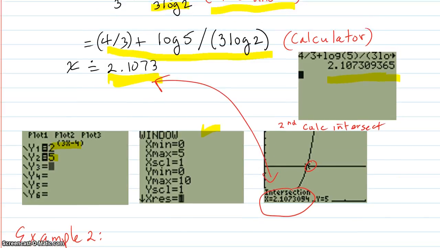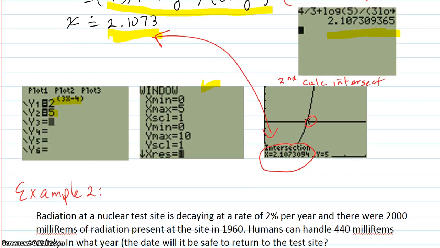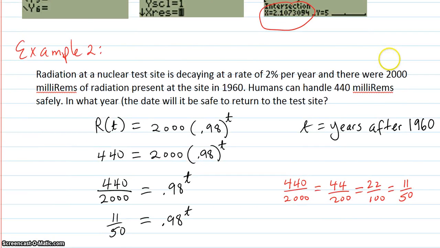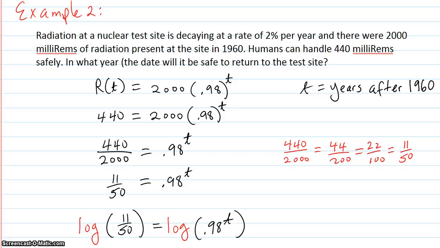So you're going to be asked to do it by hand and with the calculator method. You always got to know both. Okay, now we're going to go on to example 2. Example 2 is showing how to solve an exponential equation that's more from an application. So here's the application. We've done something like this before.